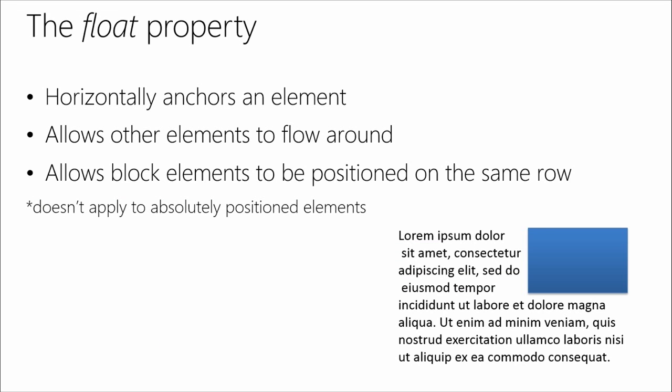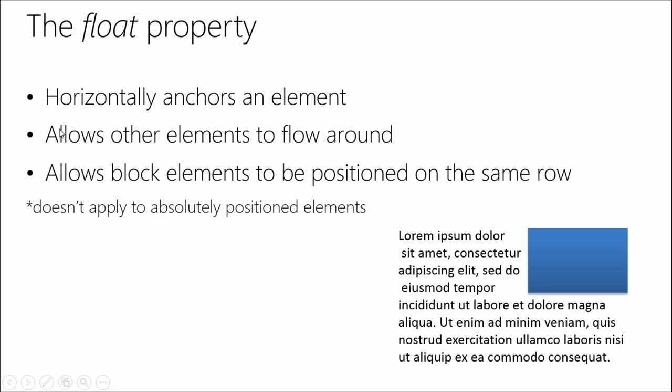And so the first thing that we're going to talk about is the float property. This is probably the most commonly used property for anchoring elements on a page. This horizontally anchors an element basically on its row. So if you float elements to the left, it'll stay on the left side, and if you float elements to the right, it's going to stick basically onto the right side.